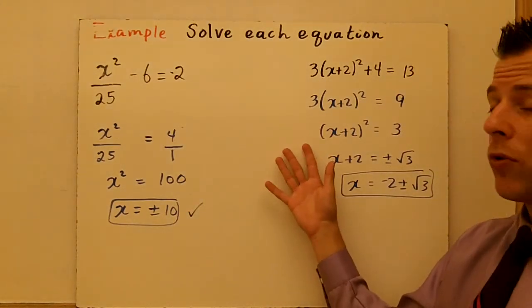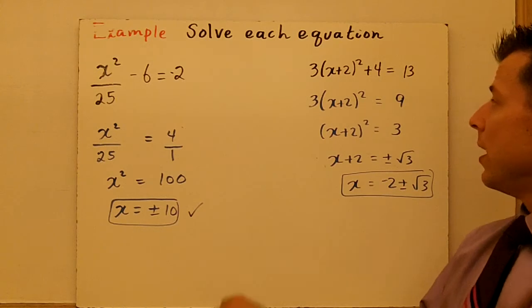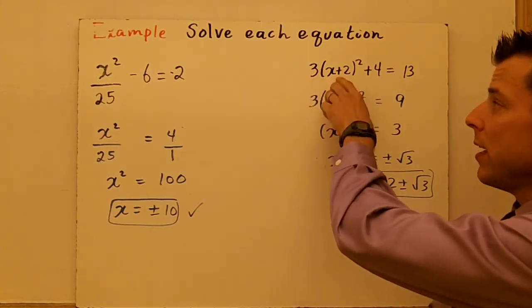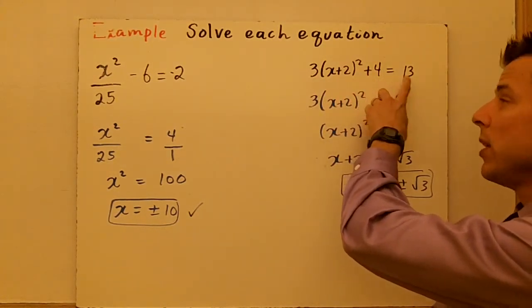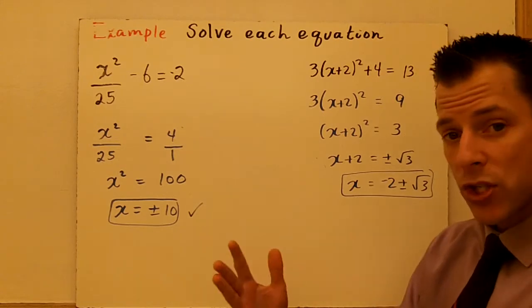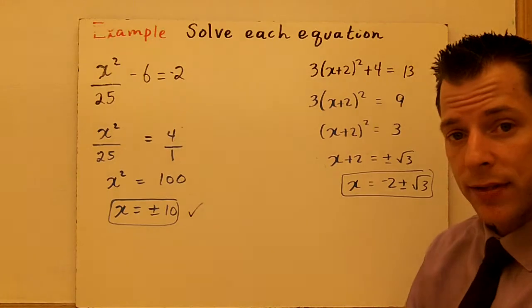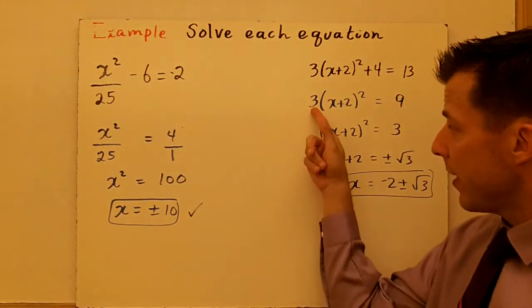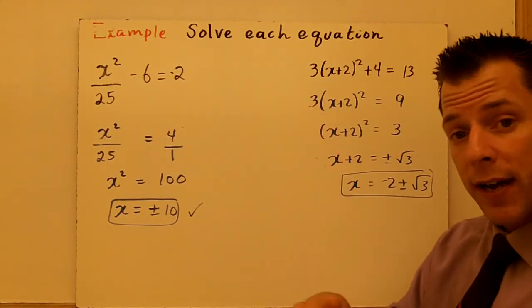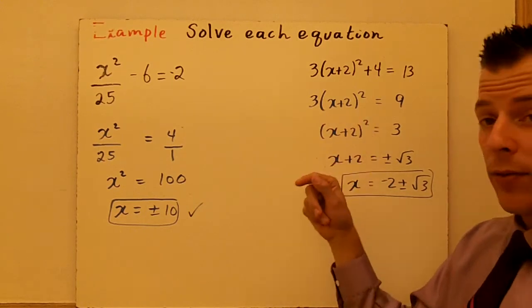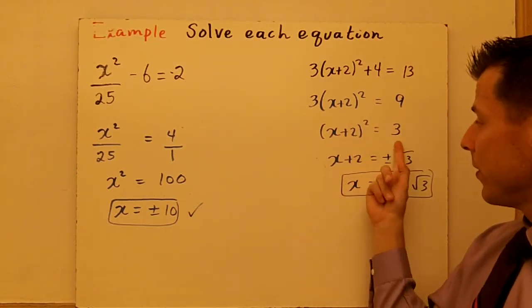And here is a little more complicated equation. So you have 3 times the quantity x plus 2 squared plus 4 equals 13. Before I can square anything, I'm going to get rid of the 4, and I subtract 4 from both sides. Then I have that 3 out front, so I divide everything by 3.